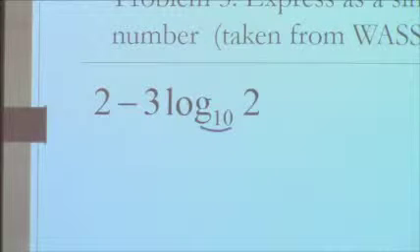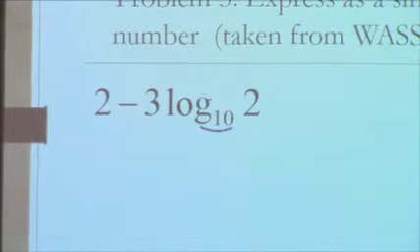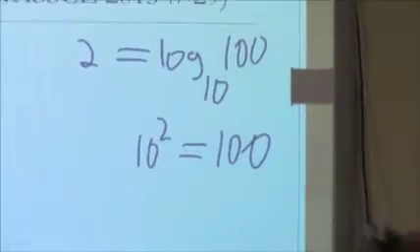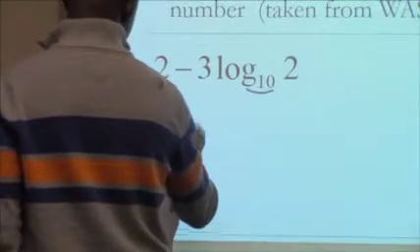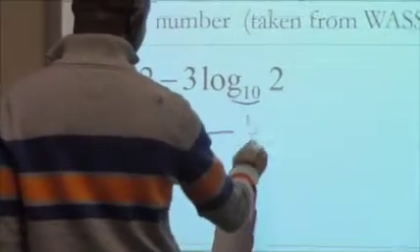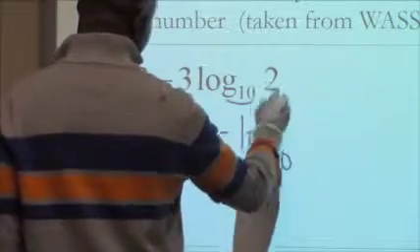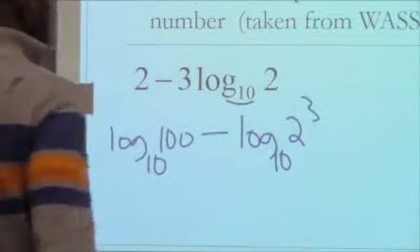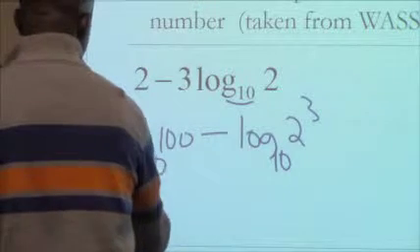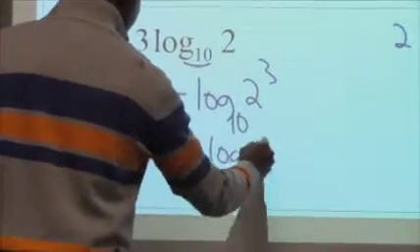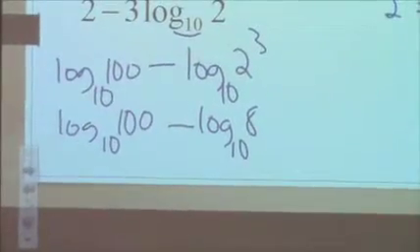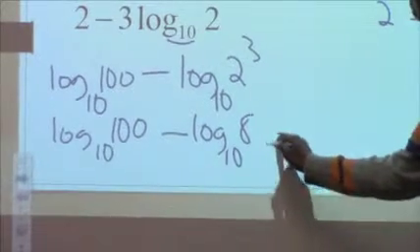Well, 2 is the same as saying log 10 of 100. Why? Because 10 squared is equal to 100. So instead of writing 2, I can put this. So I can write this 2 as log 10 of 100. So minus, and then I'm going to also use this rule here and write this as 2 cubed. So 2 cubed is 8. So what I'm going to have here will be log 10 100 minus log 10 of 8.